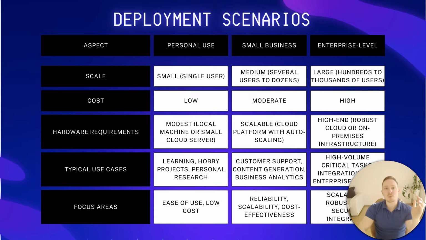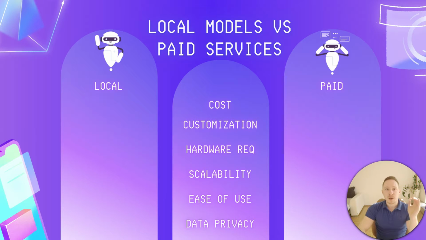Let's talk about another very important topic, which I think many people don't think to the end. Local models versus paid services. Of course, with local models you have a high cost upfront because you have to run these on your hardware, and in the best case on the GPU even, which is not cheap. And with paid services like OpenAI, you pay per token, which in the end might be way cheaper.